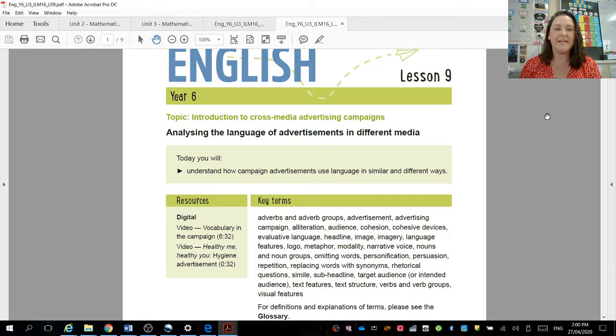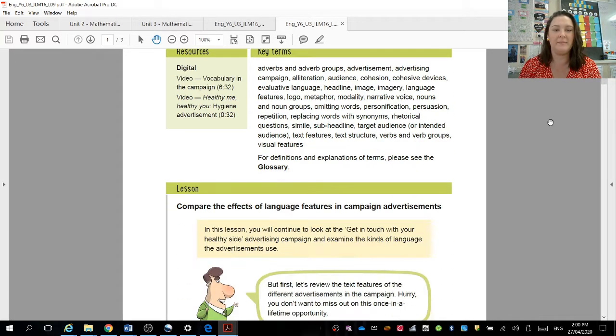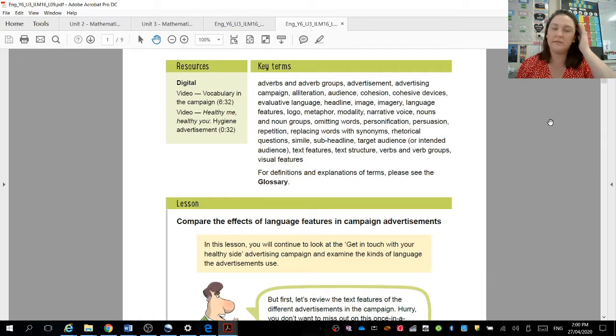What we're going to do today is lesson 9, analysing the language of advertisements in different media. Majority of this lesson you will do independently. You do not need too much guidance from me, but we are going to look at the similarities and differences between advertisements. This lesson asks for 2 videos.